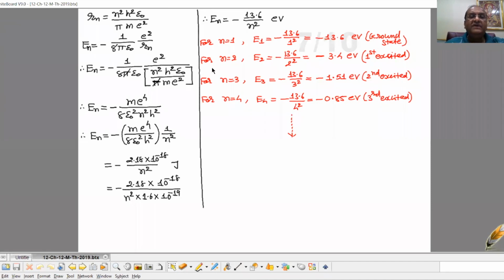Now if we substitute n equal to 2, then E2 is minus 13.6 upon 2 square, that is minus 3.4 electron volt. So this is the energy in second orbit, and this one is known as first excited state. Similarly, when you take n equal to 3, then it is called second excited state. When you take n equal to 4, it is called third excited state.